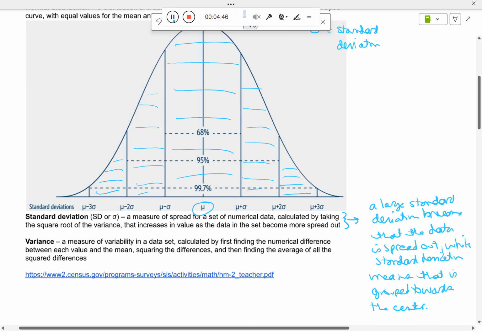Now, we won't really talk about variance because we're not going to be calculating standard deviations by hand, but just because that word comes up in the definition, variance is a measure of variability in a data set. It's calculated by first finding the numerical difference between each value in the data set and the mean of that data set, then squaring those differences, and then finding the average of all of those squared differences. Both this diagram and all of the definitions that are given here are taken from the website that's cited at the bottom of the note sheet. So you could always check that out if you want to get a little bit more information about each of these terms.